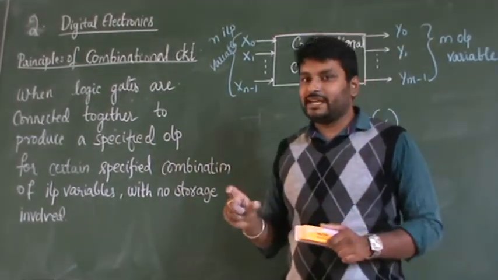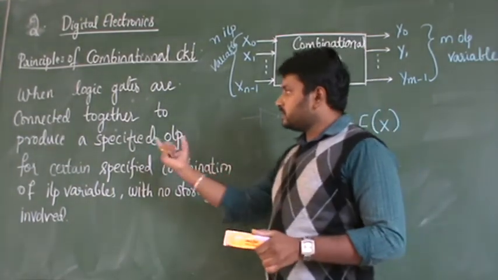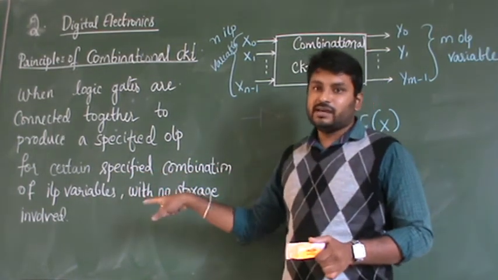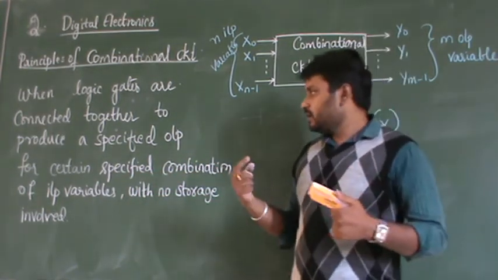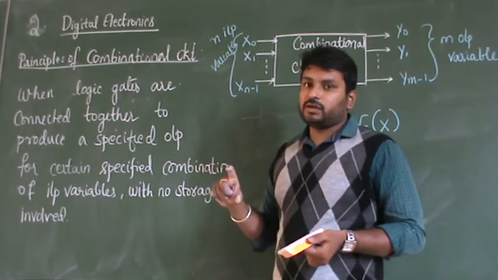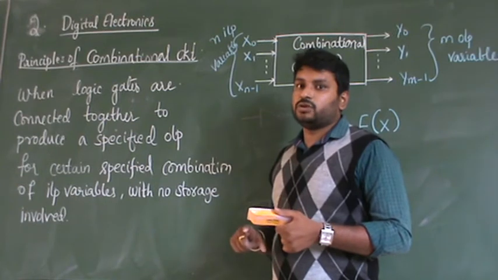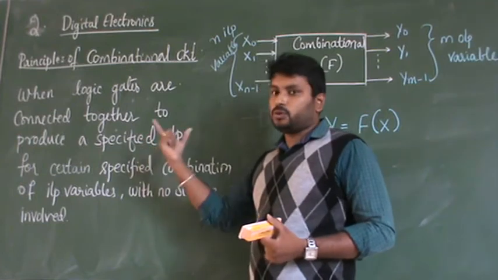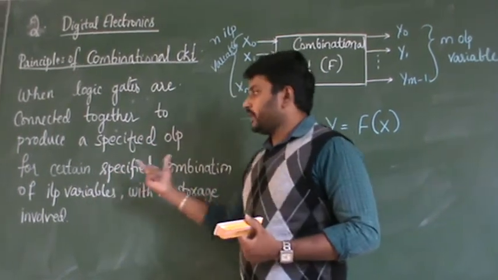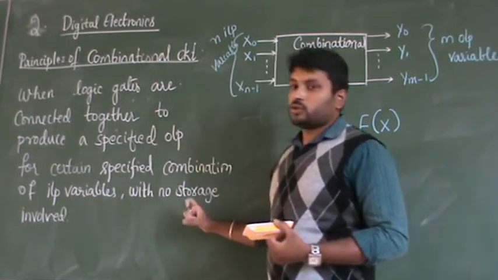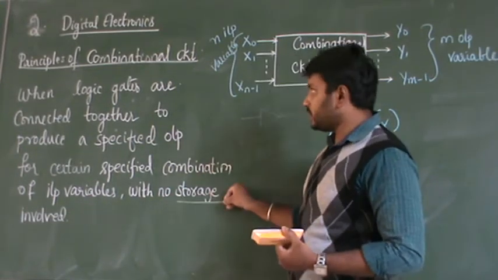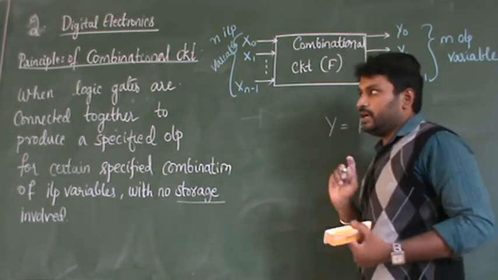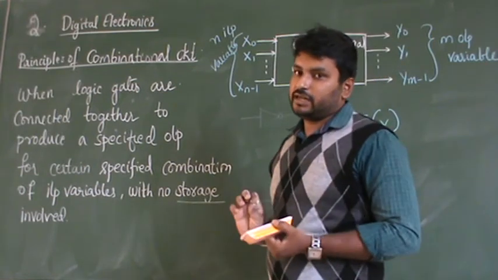Whenever the logic gates are interconnected in order to get the specified output for a certain specified combination of input variables, if your input variables are not related to the output, then you will not be getting a specified output. So if you want a specified output, you have to give a specified combination of input variables with no storage involved. This is very important. There is no storage element in the combinational circuit. But in the case of a sequential circuit, there will be a storage element. That will be a different case. We will try to understand it a little bit later.